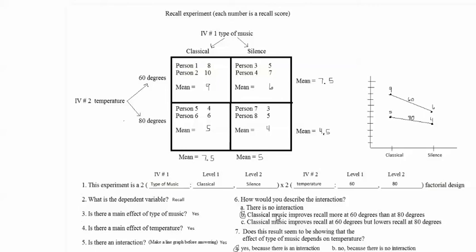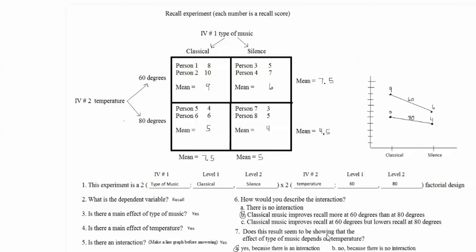And what is this interaction showing? Well, it's showing that the effect of the classical music is steeper when it's 60 degrees and not as steep when it's 80 degrees. So it looks like classical music improves recall more when it's 60 degrees and not as much when it's 80 degrees.